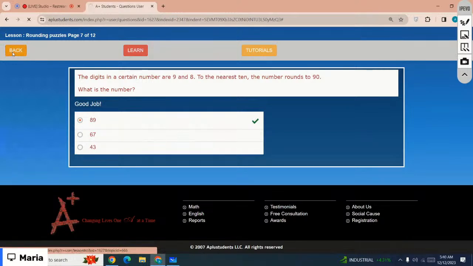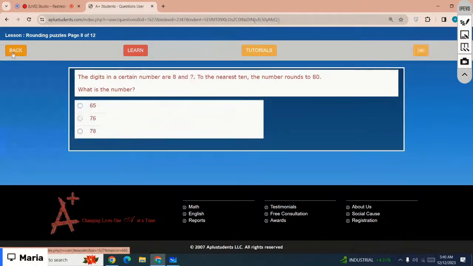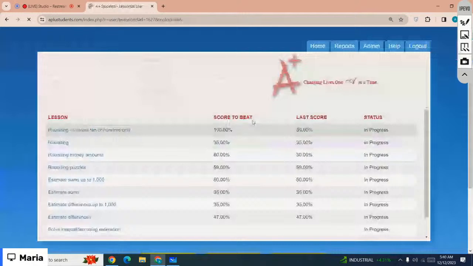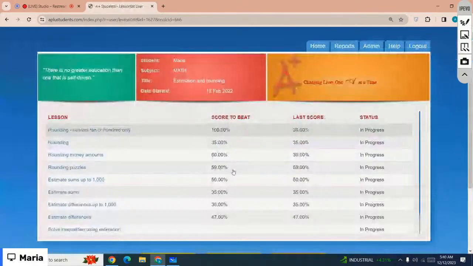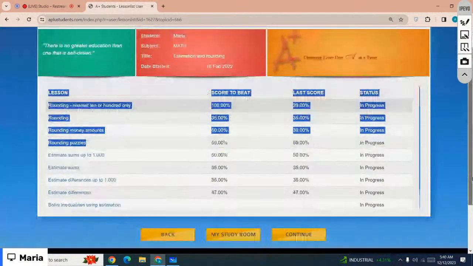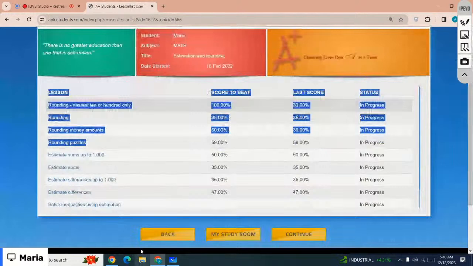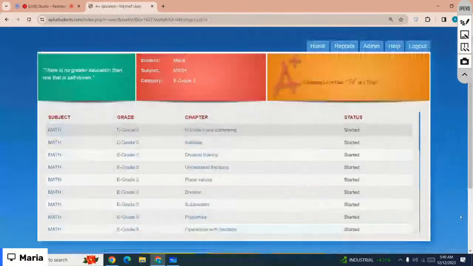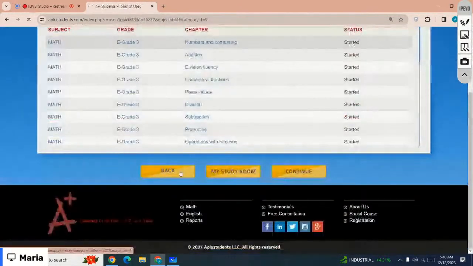So we were working on grade 3 math. The chapter we were working on is rounding and estimation. The lessons we have covered today are rounding to the nearest 10 or 100, then rounding money amounts, and then rounding puzzles, right? So please make sure before the next session you complete all the practice we did today.